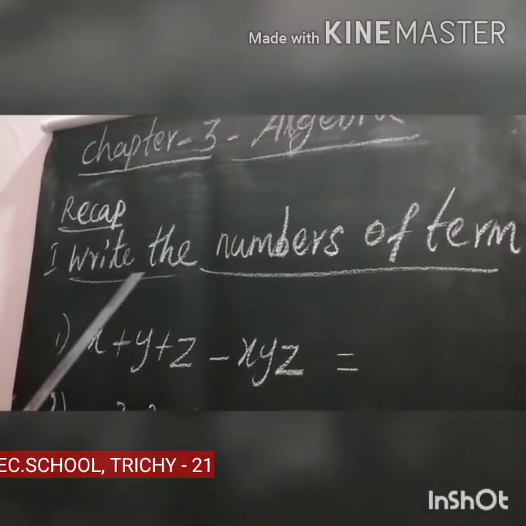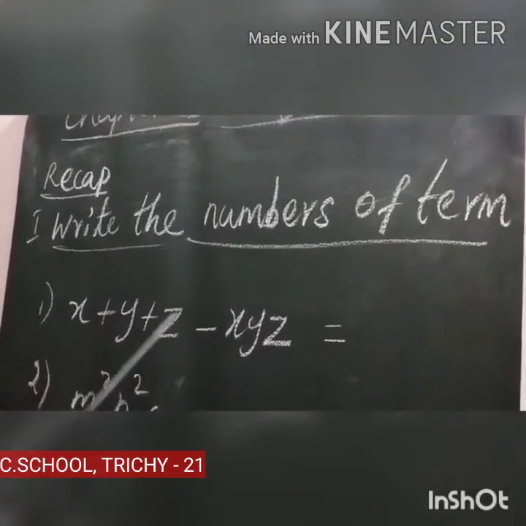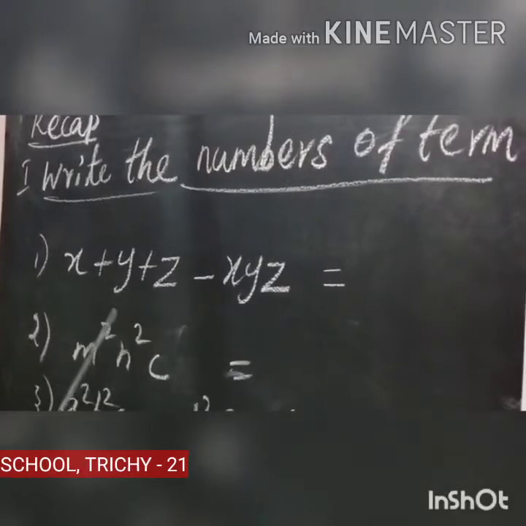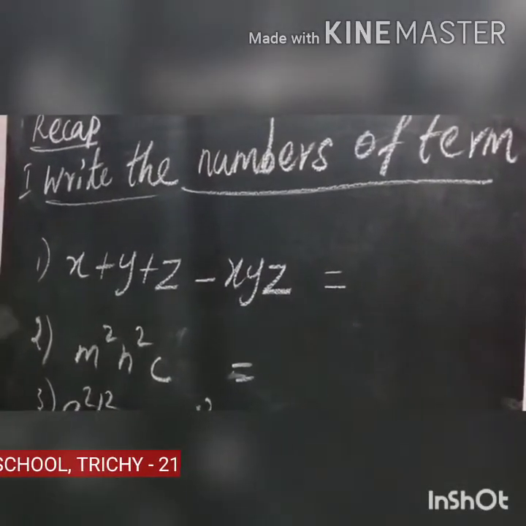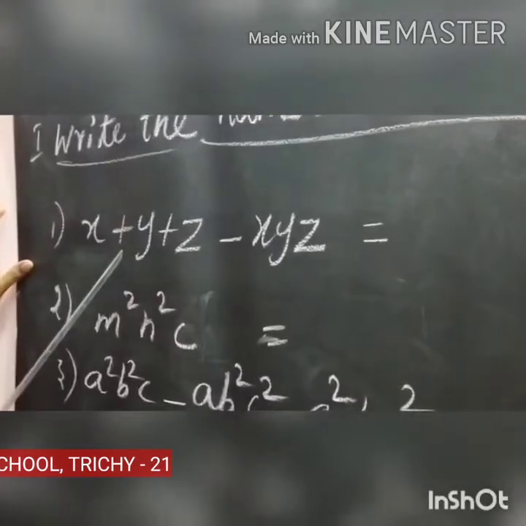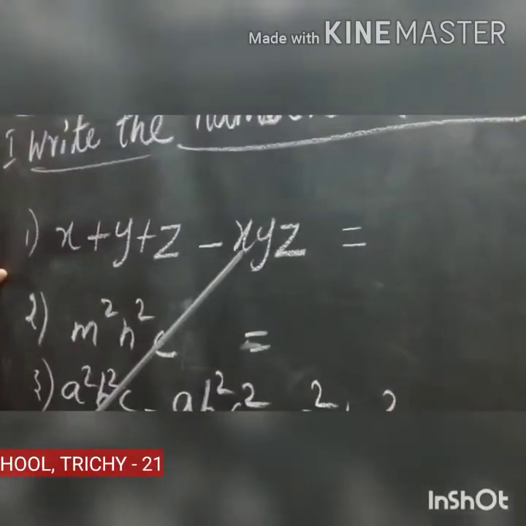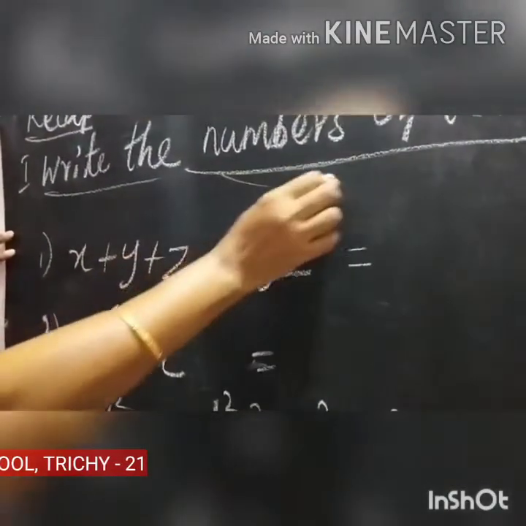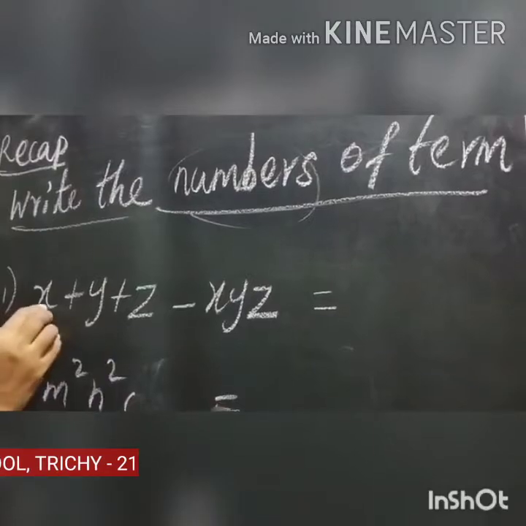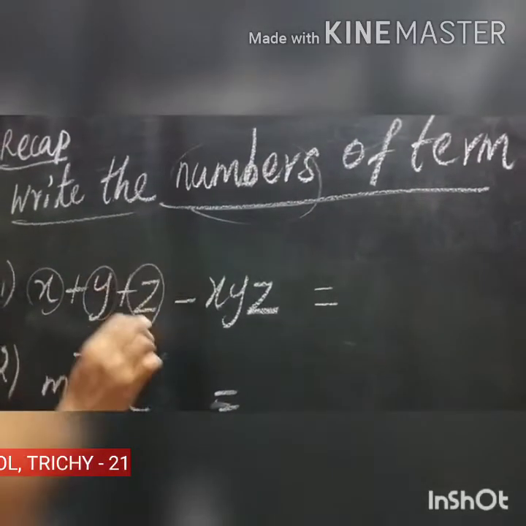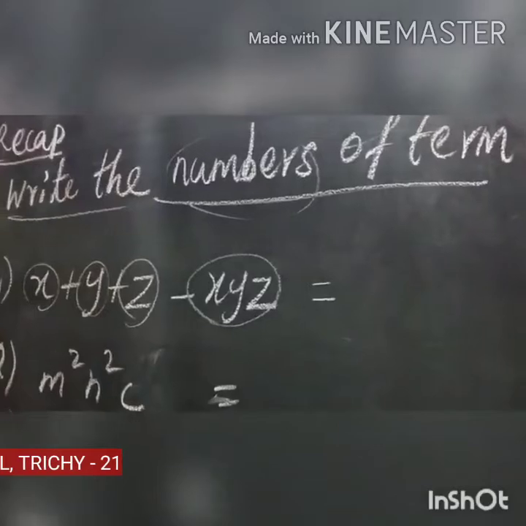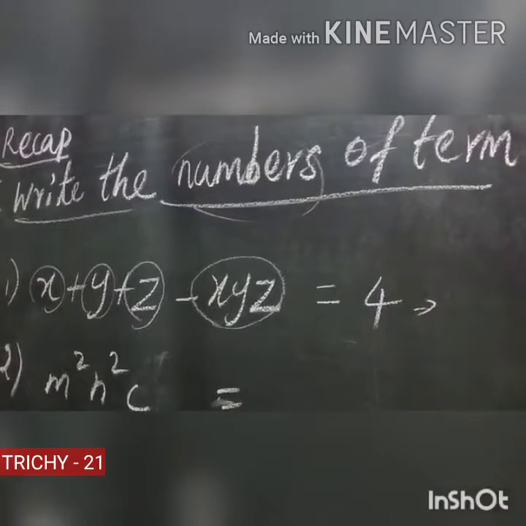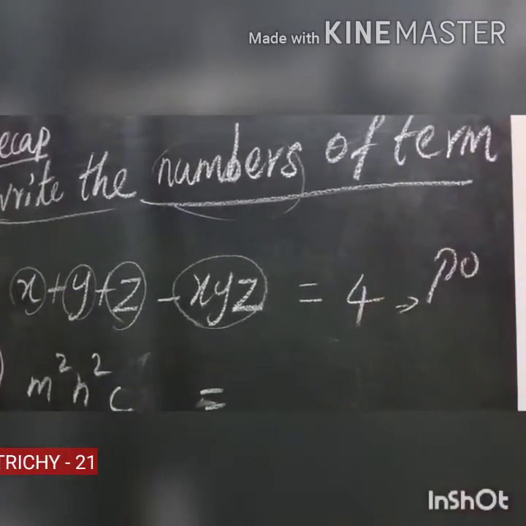So first heading is write the number of terms. For each expression, you have to count the number of terms and then write the type of expression. Okay, see the first one here: x plus y plus z minus xyz. How many terms do you have to count? Write the number of terms. So 1, 2, 3, and 4. So 4 terms. The name of these 4 terms is what? Polynomial. Okay.